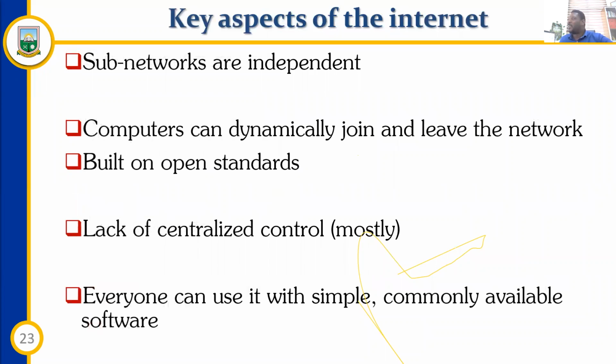So there are some key aspects of the internet that we can also talk about. Subnets are independent. When you talk of subnets, you have a network sub, so that is like a subset. You have a portion of the network that is being segmented, so you can have so many independent subnets that are available. You can also have computers dynamically able to join and also leave the network.